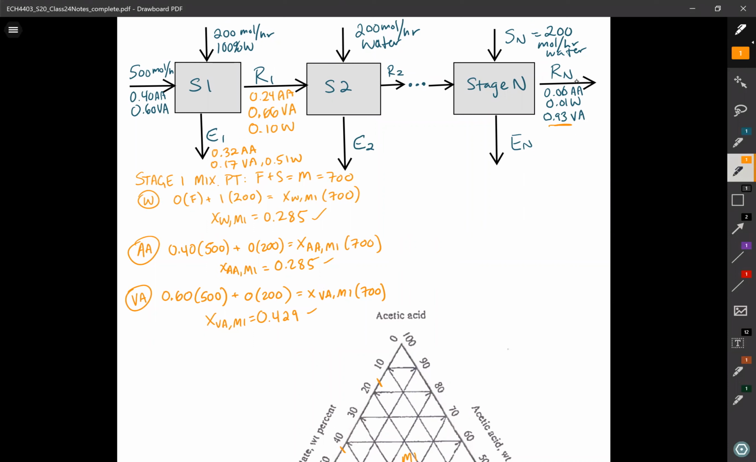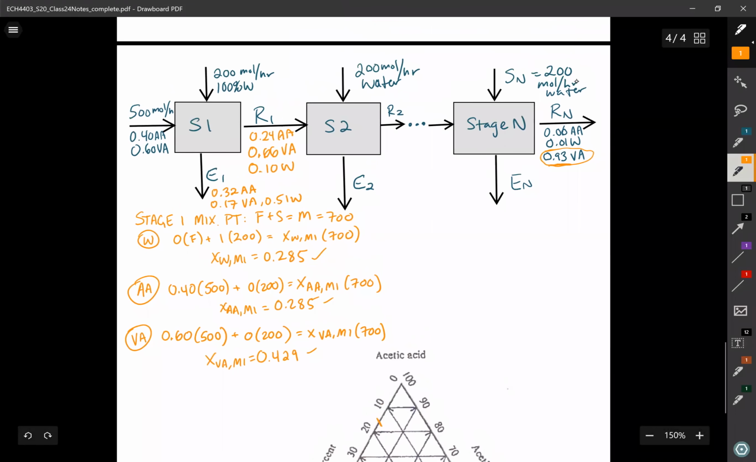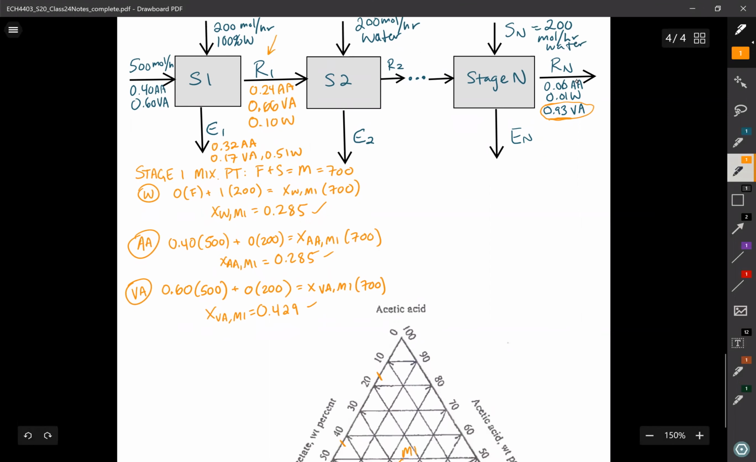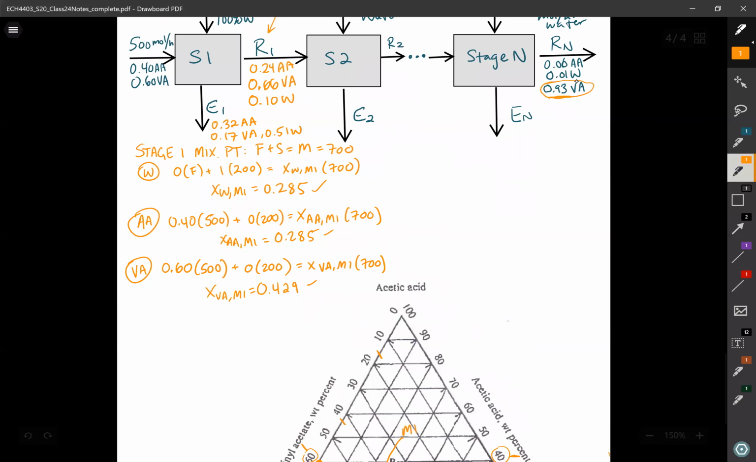Importantly, the composition of my raffinate is only 67% vinyl acetate, which tells me that one stage is not enough to achieve my desired composition of, remember, 93% vinyl acetate is what we want in the raffinate. So I need to add another stage, but before I can do that, I need to know what the flow rate of R1 is such that I can find the mixing point. So I have to go back and do a material balance to find the flow rates of E1 and R1. Find flows of E1 and R1.